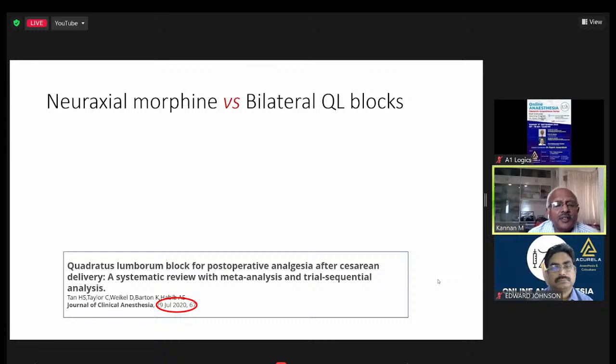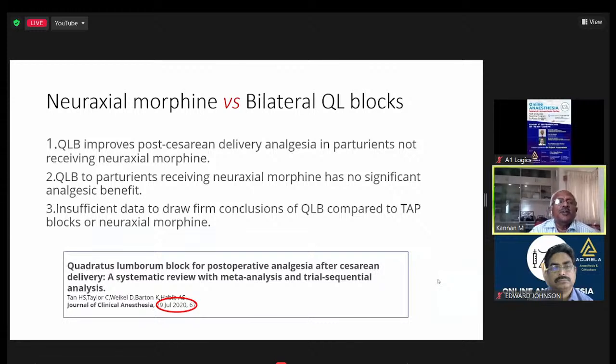A similar paper in 2020, another meta-analysis, also concludes that quadratus lumborum block improves post-Cesarean delivery analgesia in patients who have not received neuraxial morphine. QLB in patients who received neuraxial morphine has no significant analgesic effect.